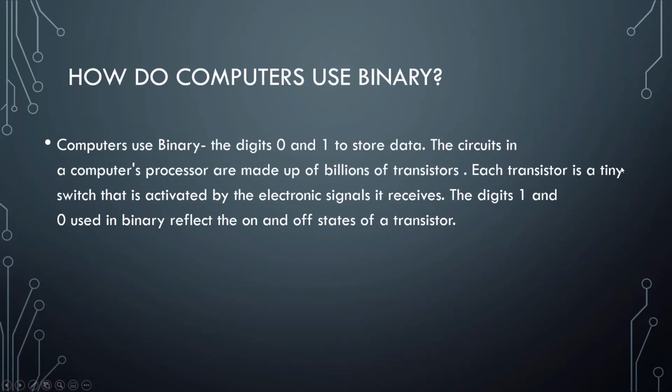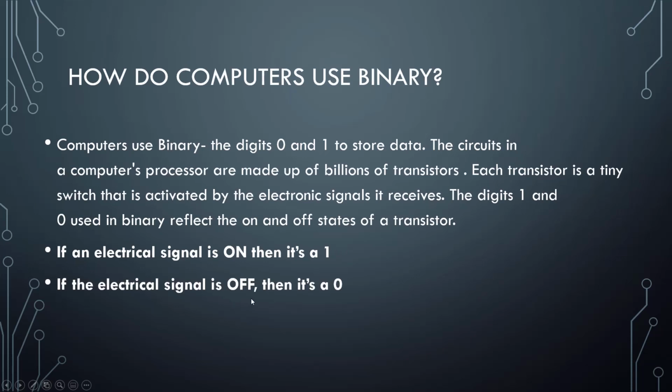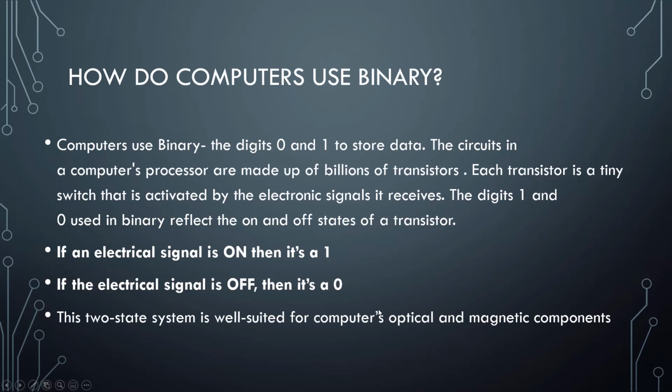How do computers use binary? Well, computers use binary, the digits 0 and 1, to store data. The circuits in a computer's processor are made up of billions of transistors. Each transistor is a tiny switch that is activated by electronic signals it receives. The digits 1 and 0 used in binary reflect the on and off states of a transistor. If an electrical signal is on, then it's a 1. If the electrical signal is off, then it's a 0. This two-state system is well suited for computers' optical and magnetic components.